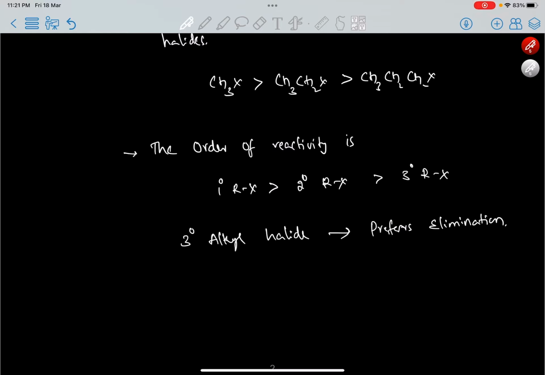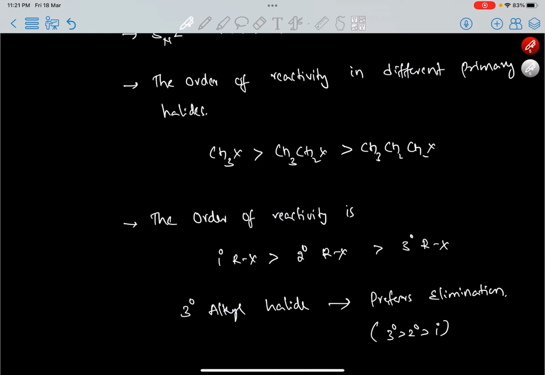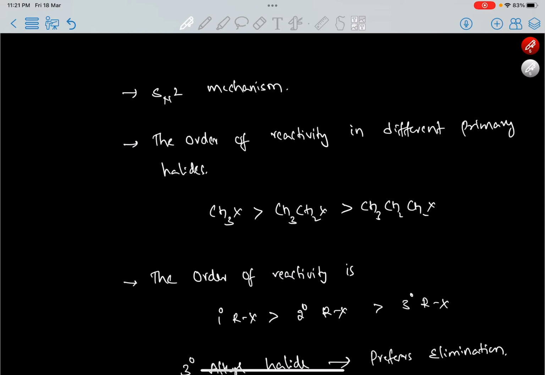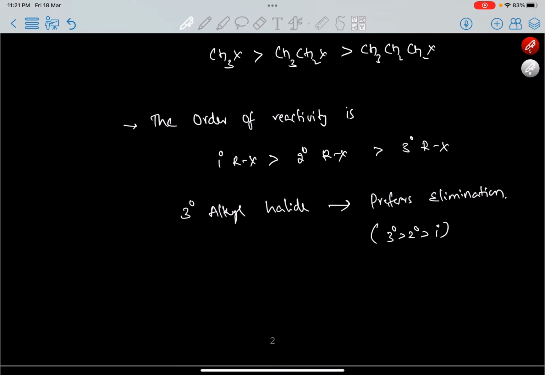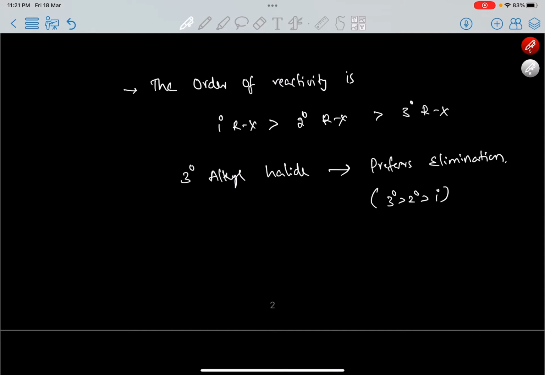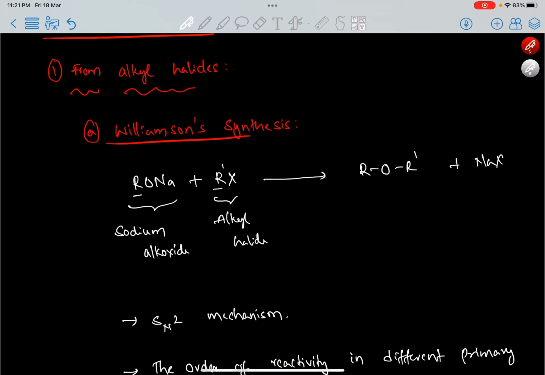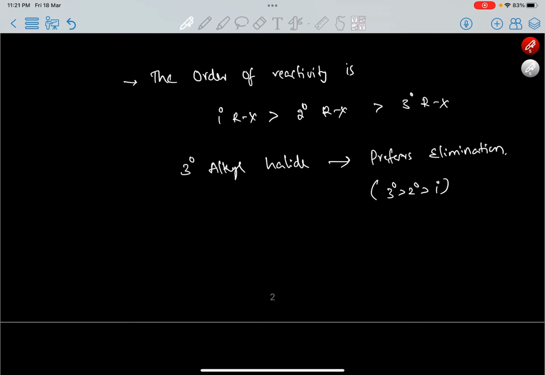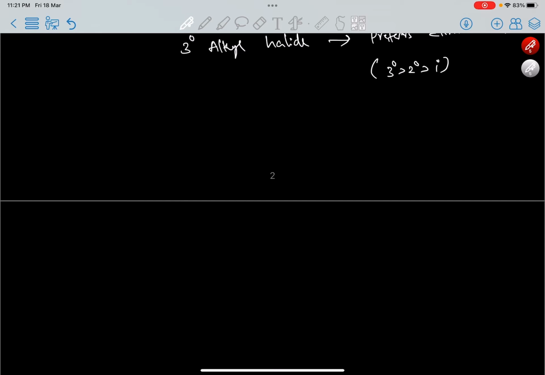So the order of elimination is tertiary, secondary, primary. So these are some general factors you have to keep in mind when we are talking about Williamson synthesis. No, this is not all. There are some restrictions or drawbacks with this Williamson's reaction. What are they? Let us see. Let me write a note here.